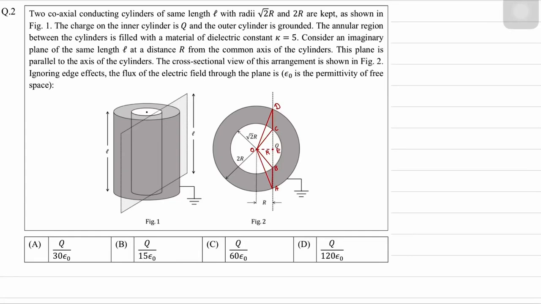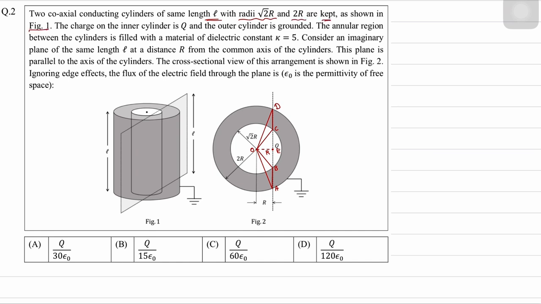So hello guys, we are going to discuss a question from JEE Advanced Paper 2025. We know from the diagram that it is of the capacitor topic. To be precise, it is of the cylindrical capacitor. We have to understand the question first: two coaxial conducting cylinders of the same length and radii root 2r and 2r are kept as shown in the figure.